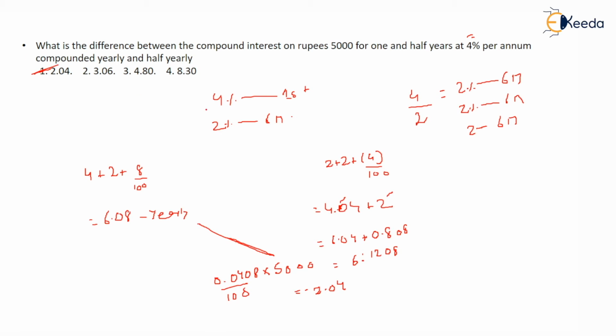Just what you calculated. This you calculated on yearly basis, this you calculated on half yearly basis, and find the difference between both the interest rates and multiply it with principal. You get the amount, right? Or the difference between both of them.